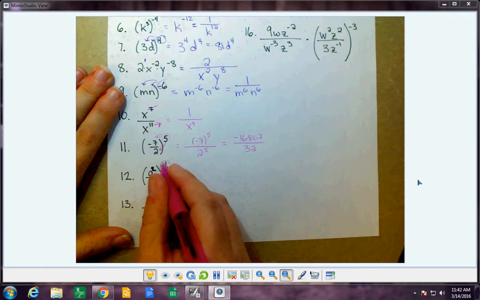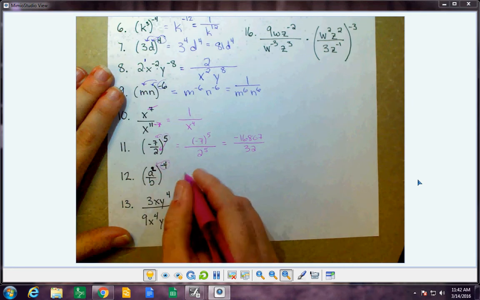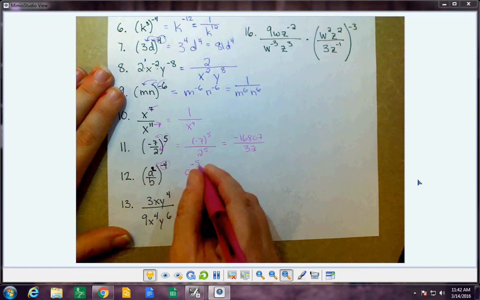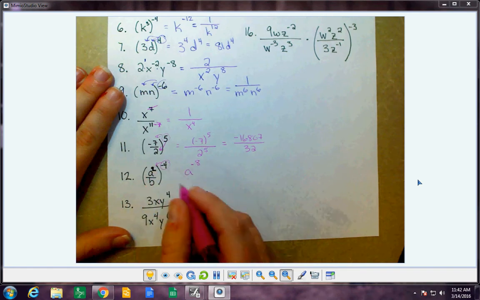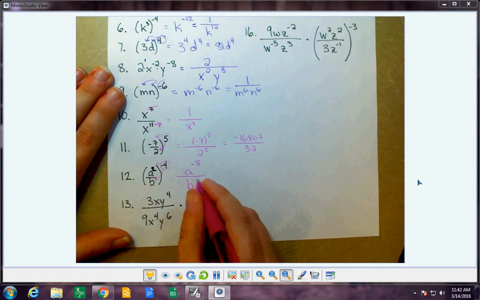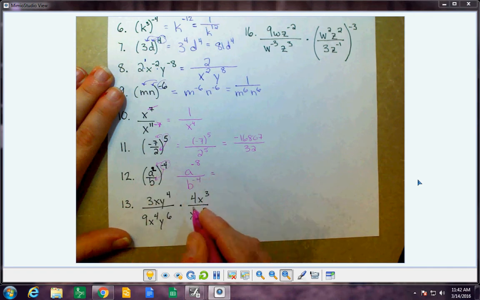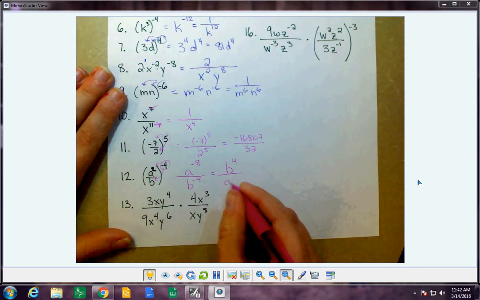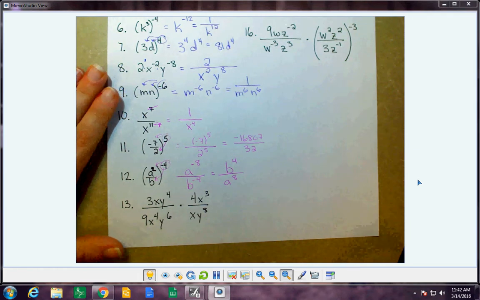Alright, 12, we distribute this exponent to the top letter, a to the 2, already has a 2, so you multiply. 2 times -4 is -8. Don't forget, power to power, you multiply. And then the -4 goes on the b as well on the bottom, so b to the -4. Notice they're both negative exponents, so I need to switch them. Bring the b up to be positive, bring the a down to become positive.